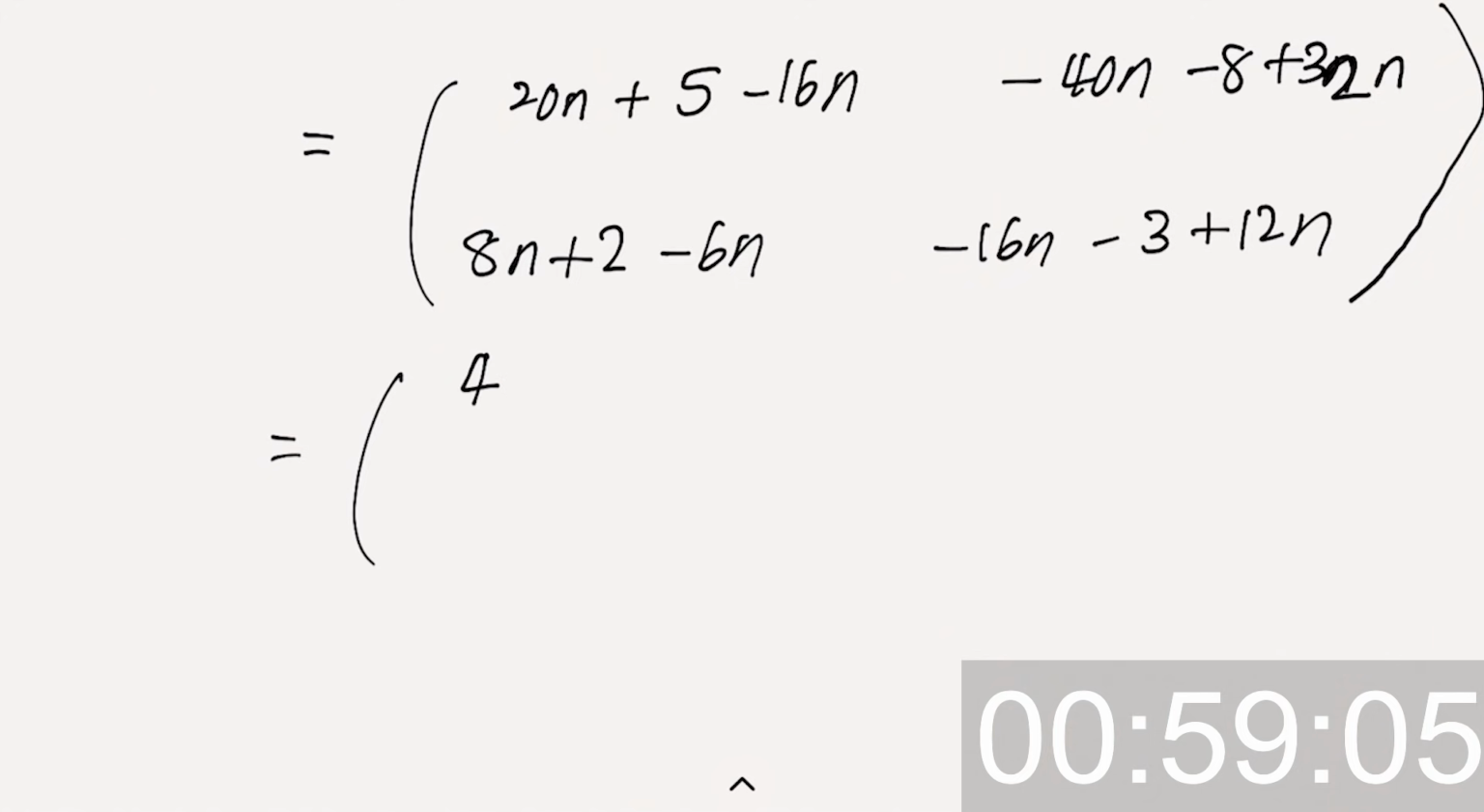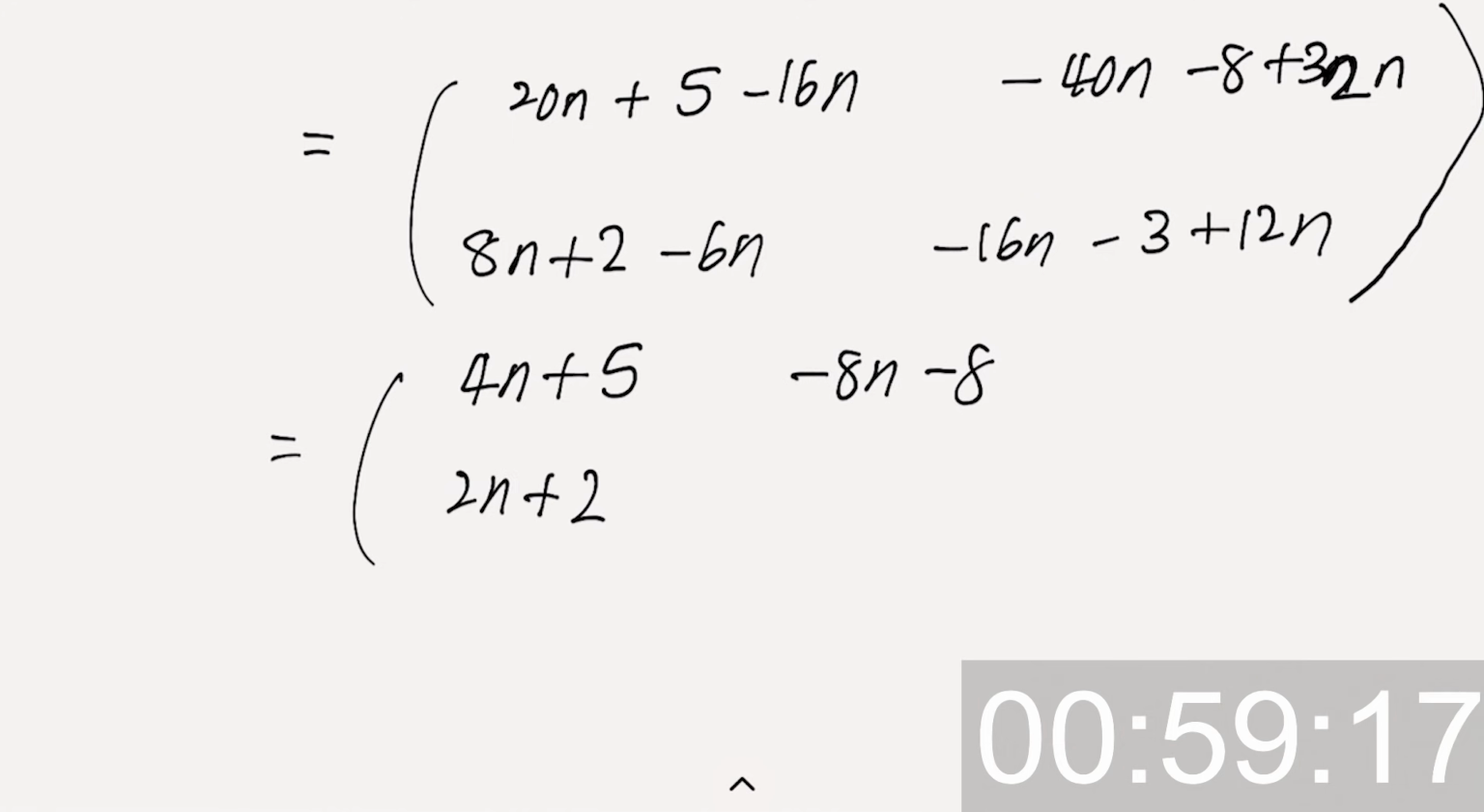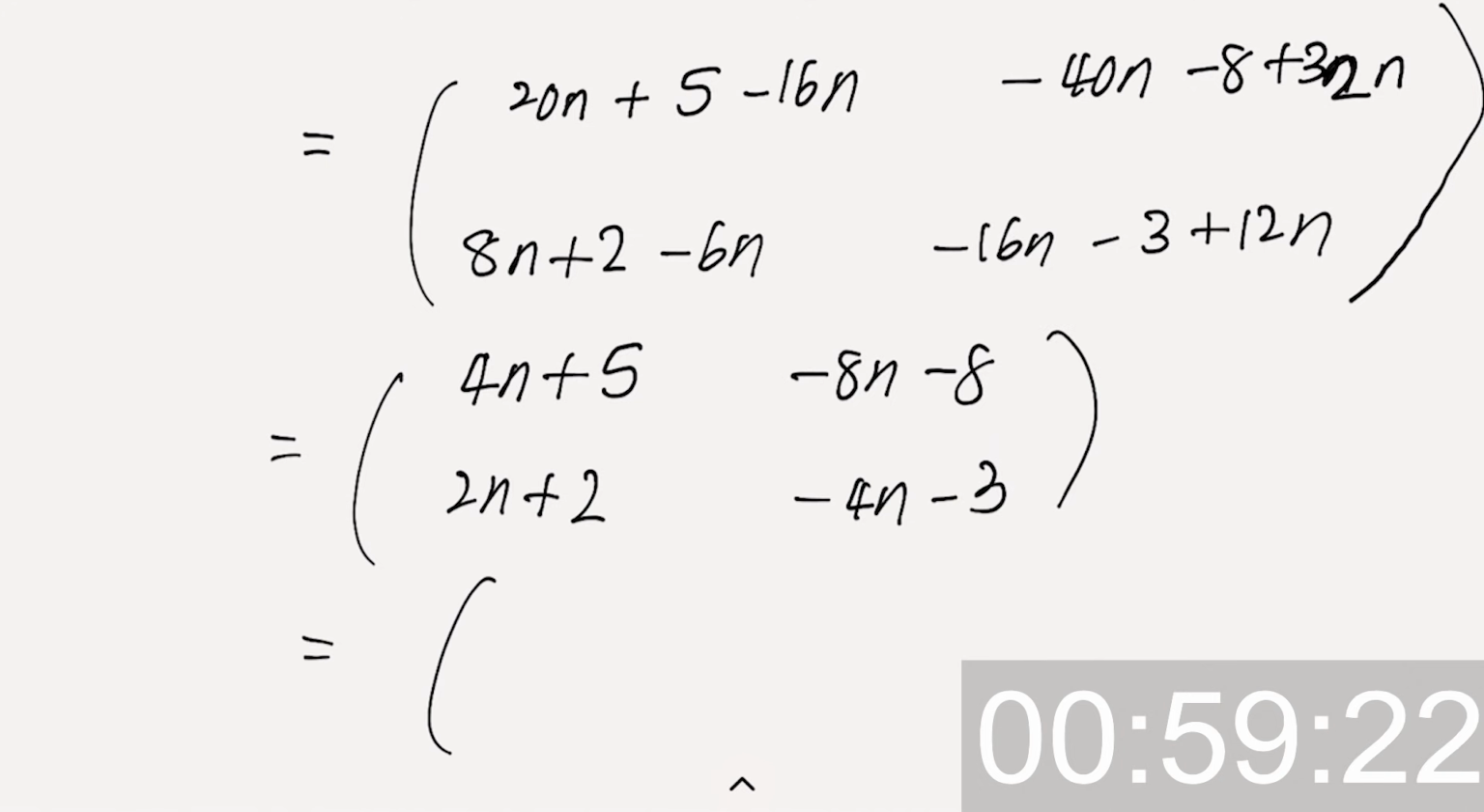So I've got 20n minus 16, so I've got 4 lots of n plus 5. I've got minus 8n minus 8. That looks good. I've got 2n plus 2. That looks good. And I've got minus 4n minus 3. But pretty sure that I can say, well, that's just 4 lots of n plus 1 plus 1.